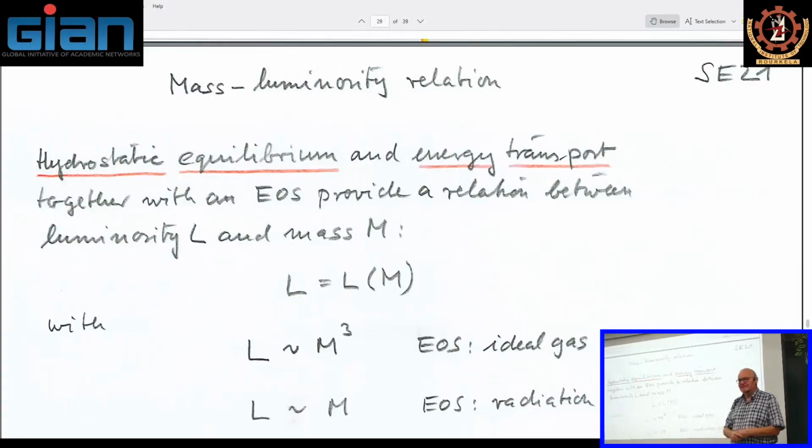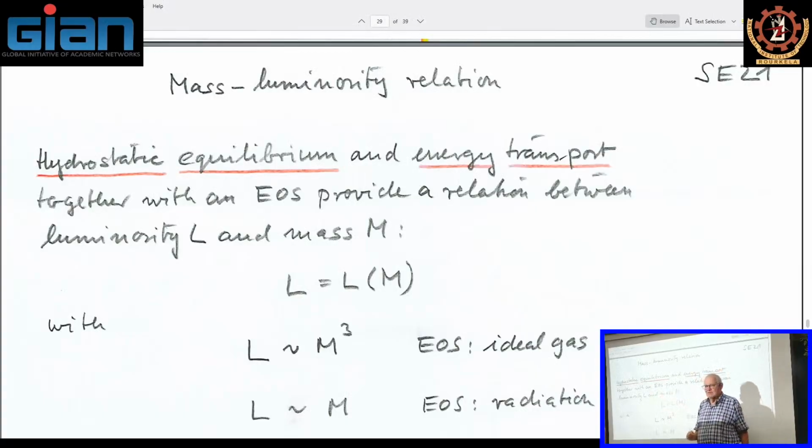Professor Yadav has discussed the case when the equation of state is an ideal gas, and he has ended up with the relation that luminosity is proportional to the mass cubed. Well, this mass-luminosity relation also depends a little bit on, well, not the existence of the mass-luminosity relation, we always get a mass-luminosity relation, but the exponent by which luminosity depends on mass depends a little bit on the equation of state you use.